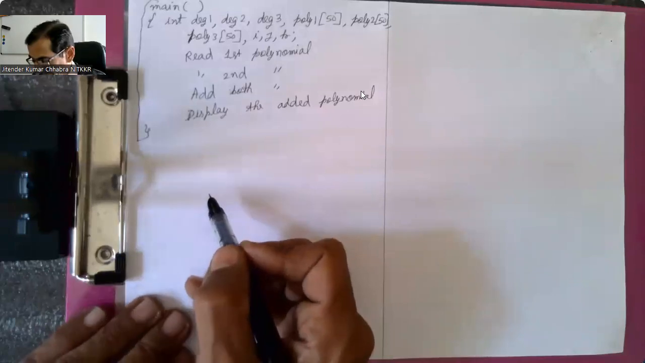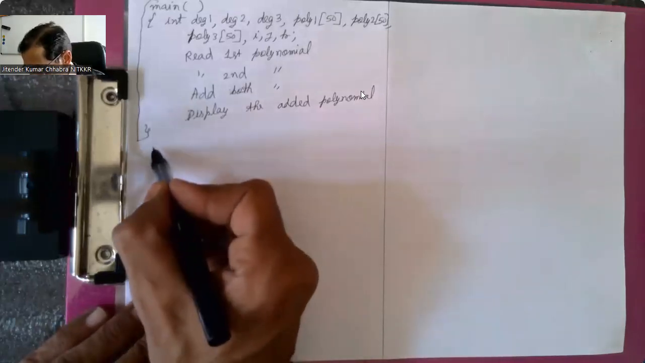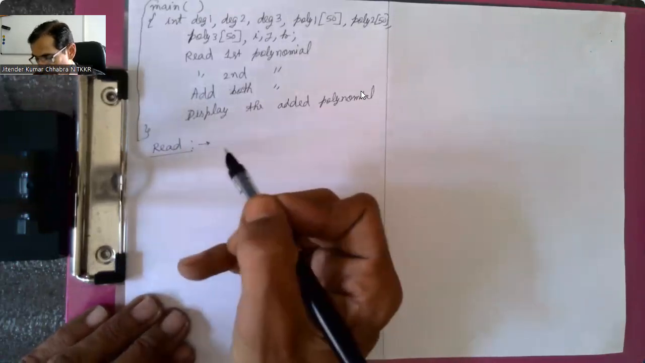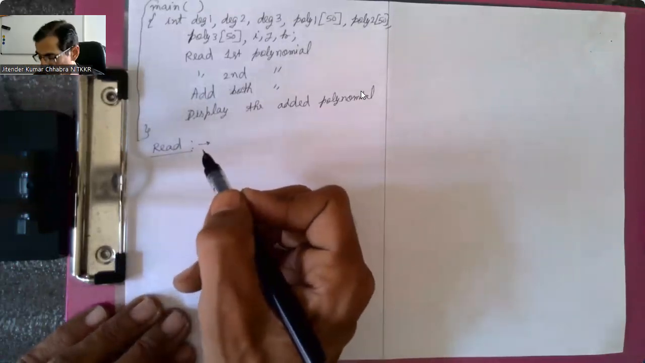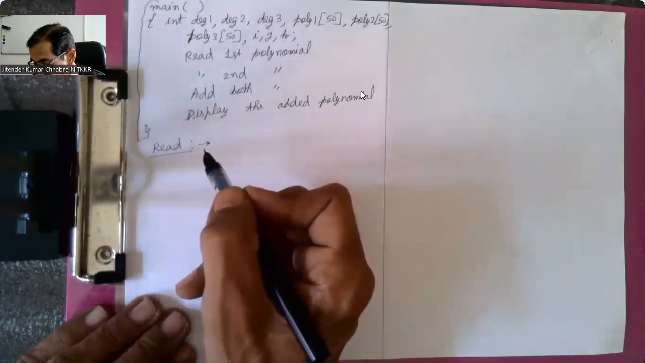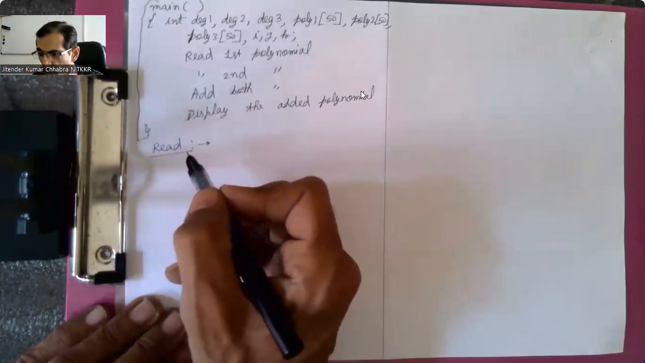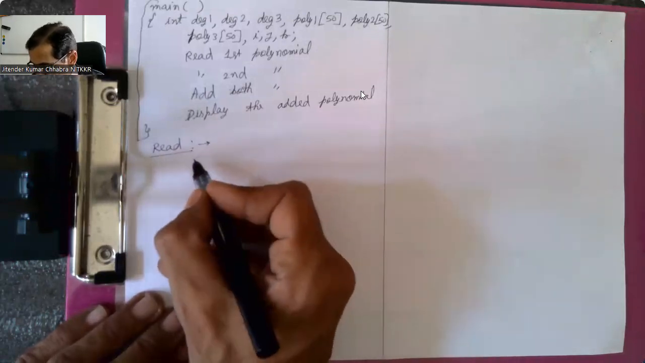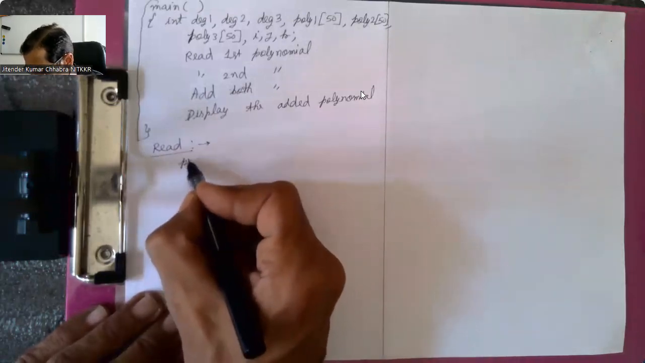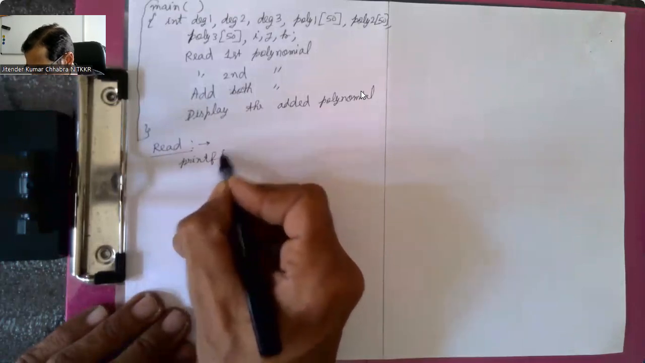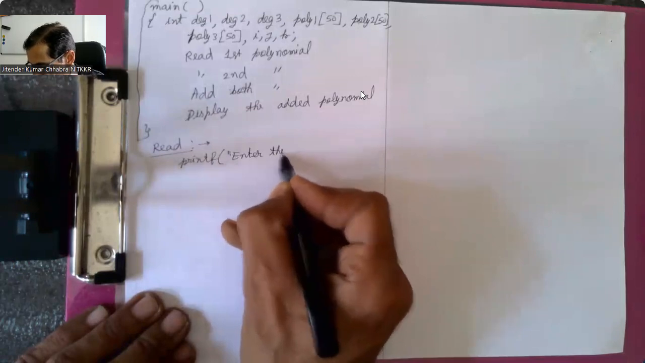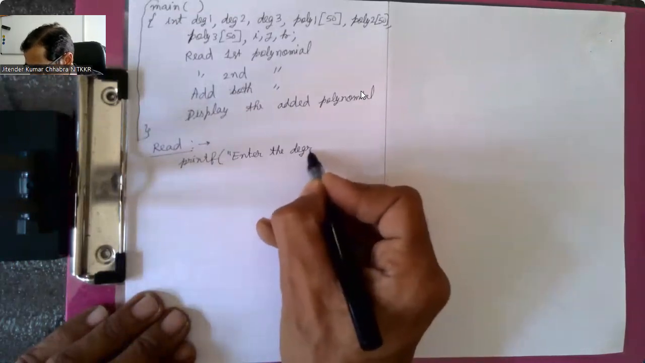I'm sure some of you might have done this. Let's target how to read the first polynomial. How to read a polynomial. Polynomial reading means what? Polynomial reading means I need the degree, because without the degree, I can't know how many coefficients will be there. So maybe I can initially give a message that says enter the degree of the first polynomial. I can give a message. It's always better to give a message.